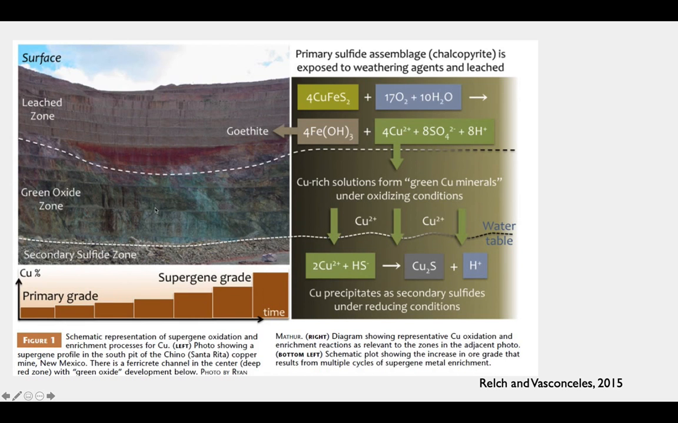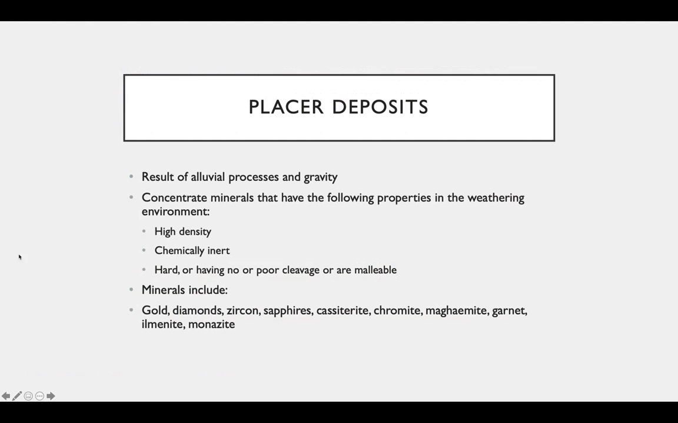We go down into the green oxidized zone where we have our copper-rich solutions under oxidizing conditions, and they can then precipitate out as secondary sulfides under reducing conditions as we get further down into the water table zone. So this green area can present as a nice blanket to help the economics of the deposit.